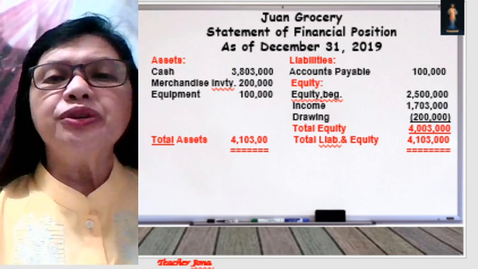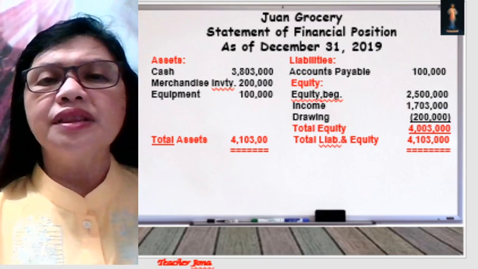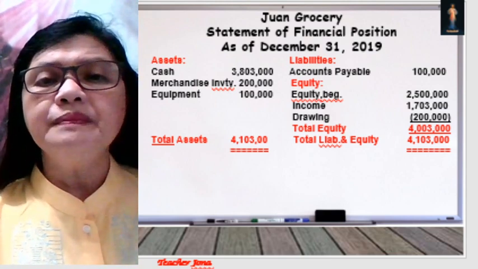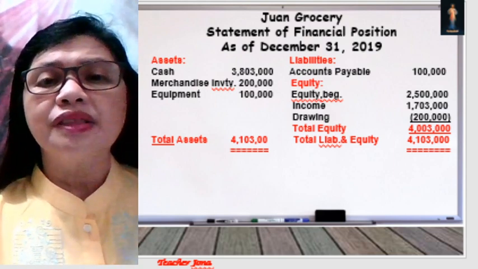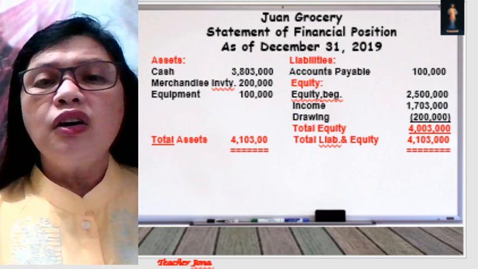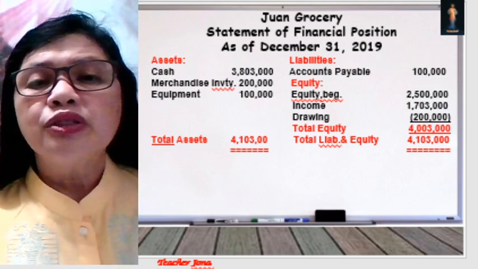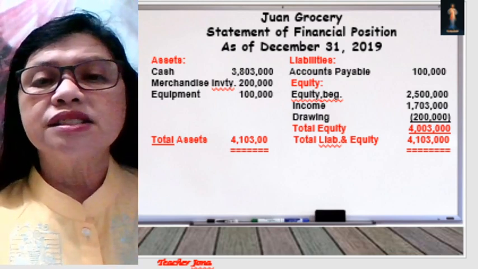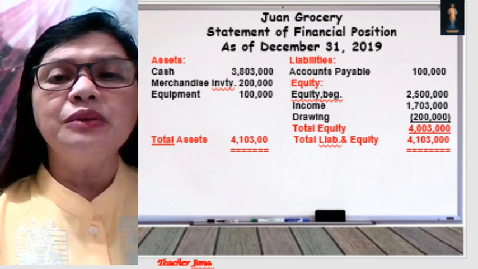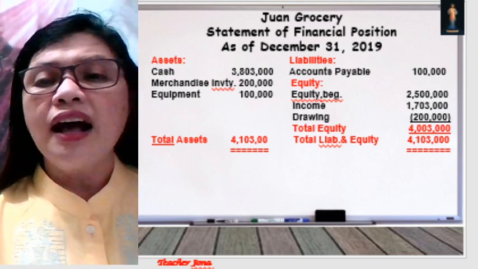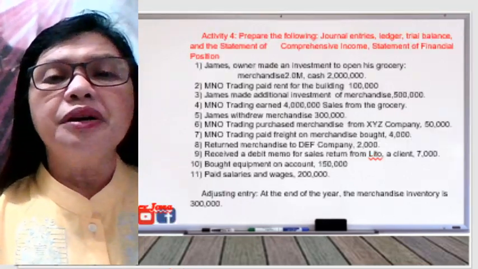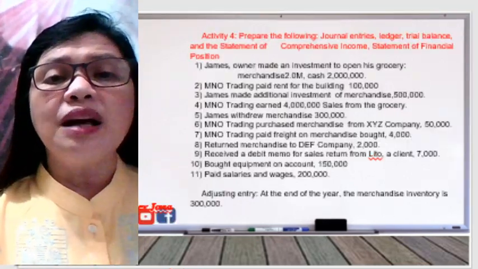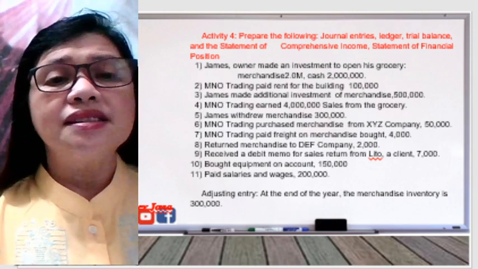Total assets of how much is that? 4,103,000. And so with the liabilities, 100,000. The equity beginning, 2.5 million plus the net income, 1,703,000, and the drawing account, 200,000. Equity of 4,003,000. Total liabilities and equity will give us 4,103,000. So now here is your exercise or activity number 4 so that you can practice at home.